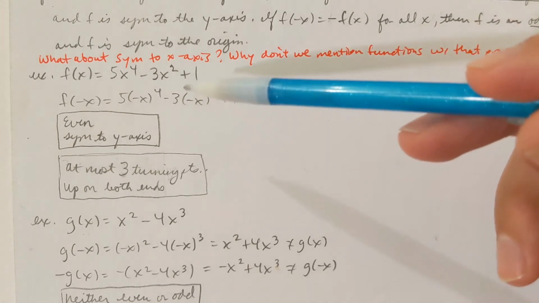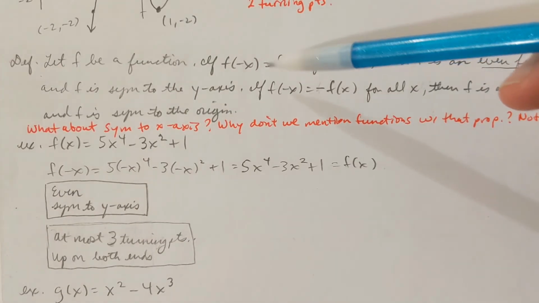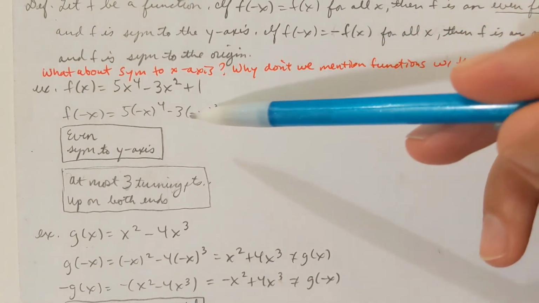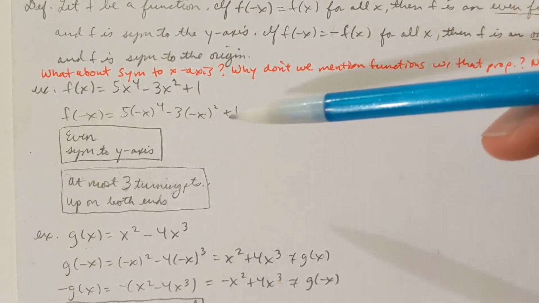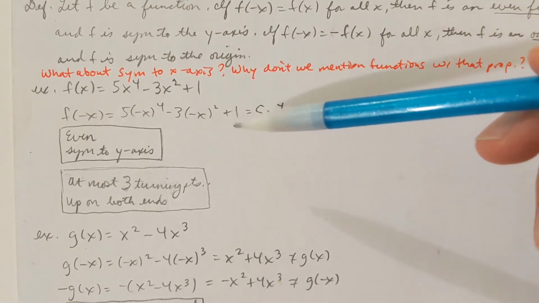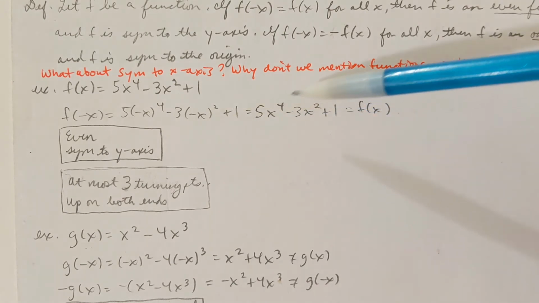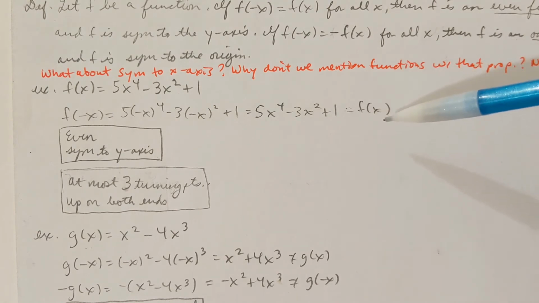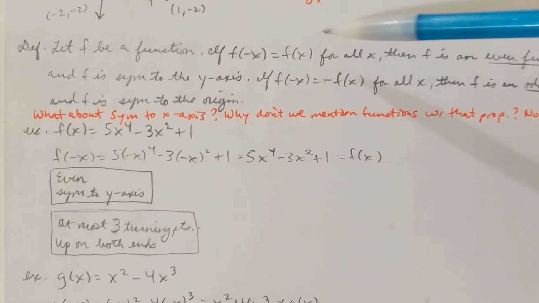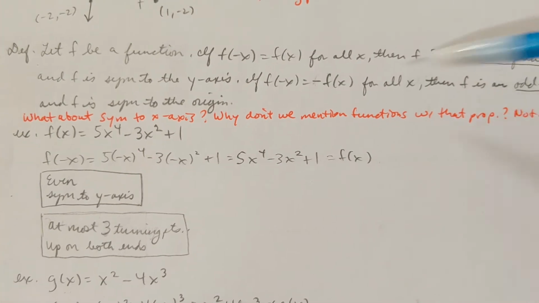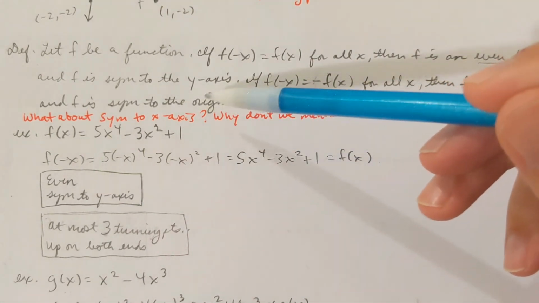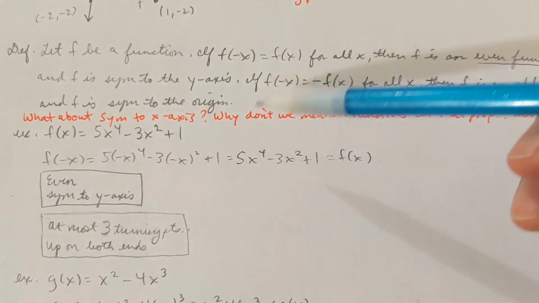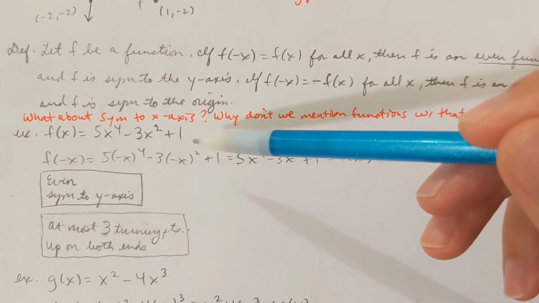You always start off with f of negative x. Okay, that's what we see there. So negative x to the fourth is x to the fourth, negative x squared is x squared. So 5x to the fourth minus 3x squared plus 1, well, that's exactly what I have initially, so that's equal to f of x. f of negative x is equal to f of x for all x, so I call that an even function. An even function is always symmetric to the y-axis. So I can spin this graph about the y-axis, and I would get exactly the same picture.